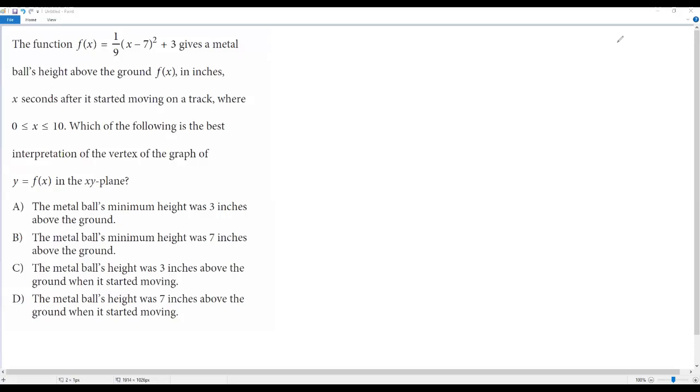Which of the following is the best interpretation of the vertex of the graph of y equals f of x in the xy plane? Okay, so here this f of x or y, whatever it is, because y and f of x are equal, gives a metal ball's height above the ground, and x represents the time after it started moving on a track. According to the question, we have to interpret the vertex of the graph of the given quadratic function.